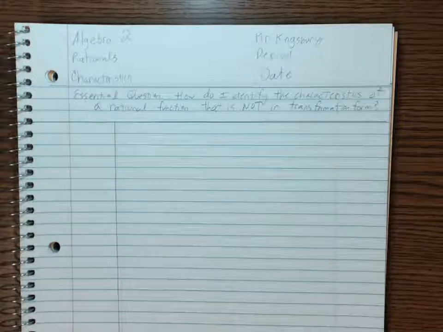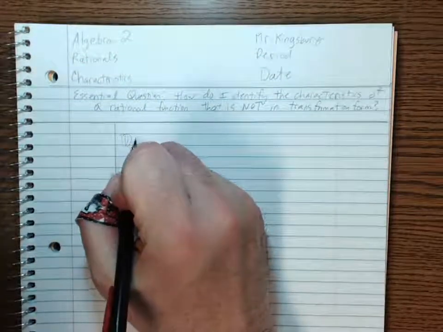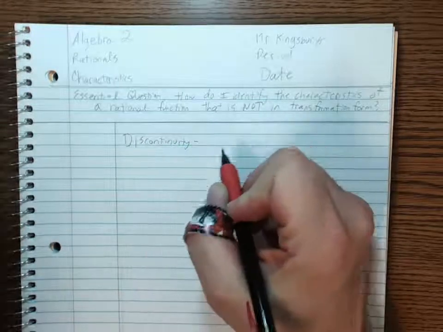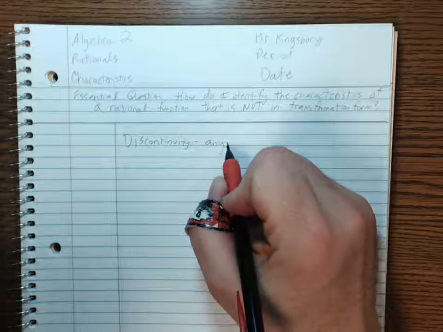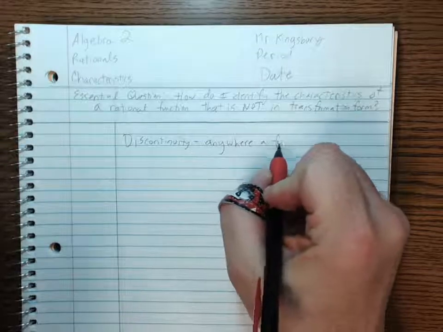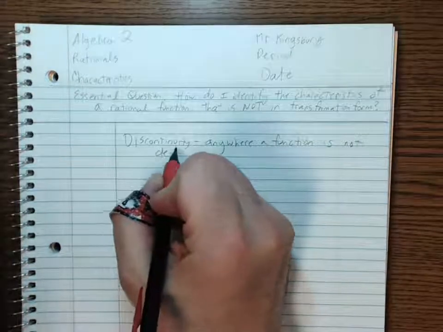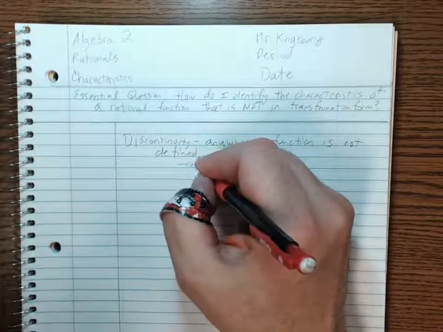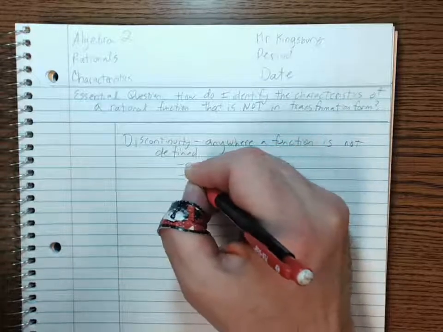In fact, let's just talk about all that for just a moment. We talked about asymptotes, and now we're going to talk about holes, and all of those are something we call a discontinuity. This is anywhere a function is not defined. There are several of them. We're going to focus on asymptotes and something called holes.